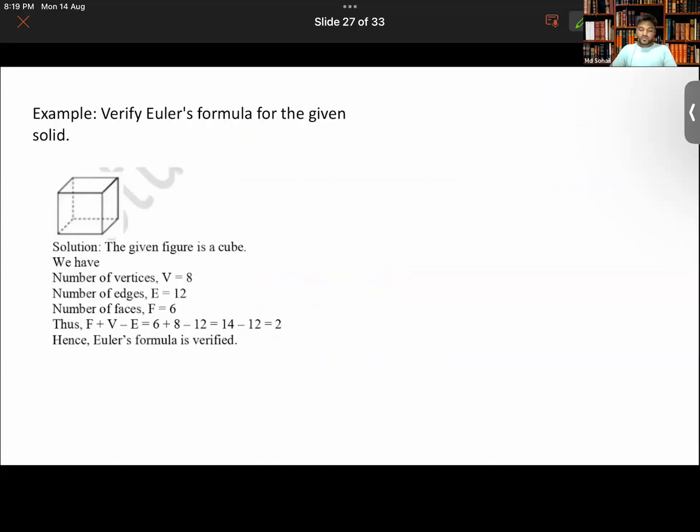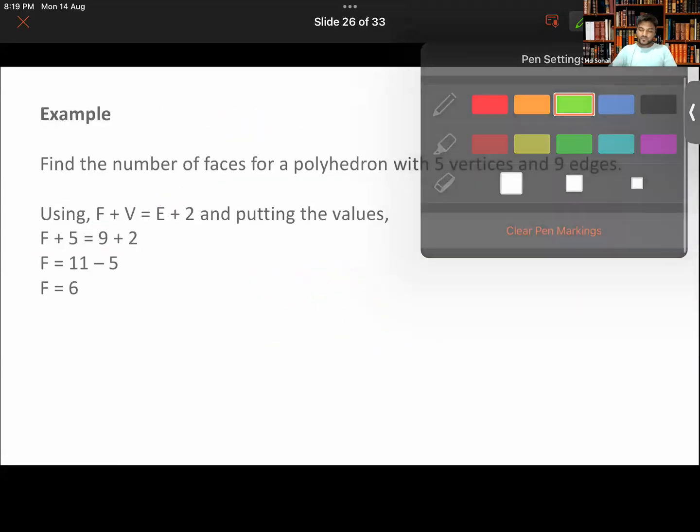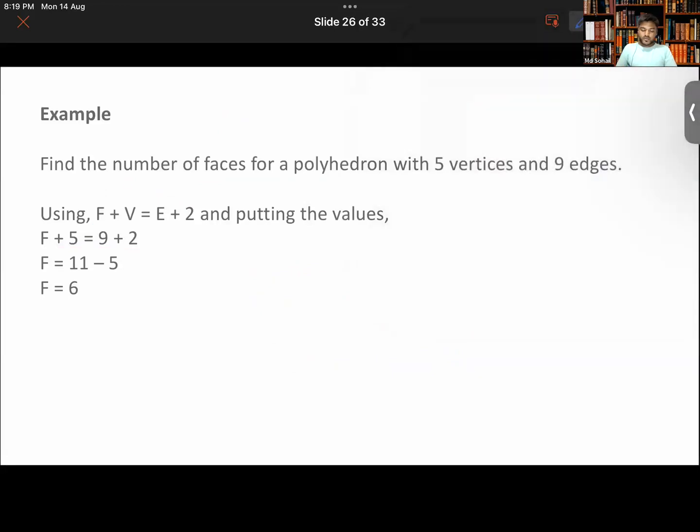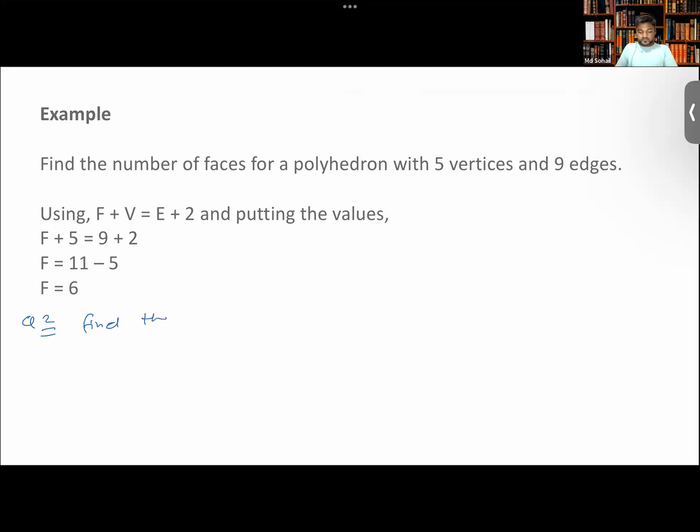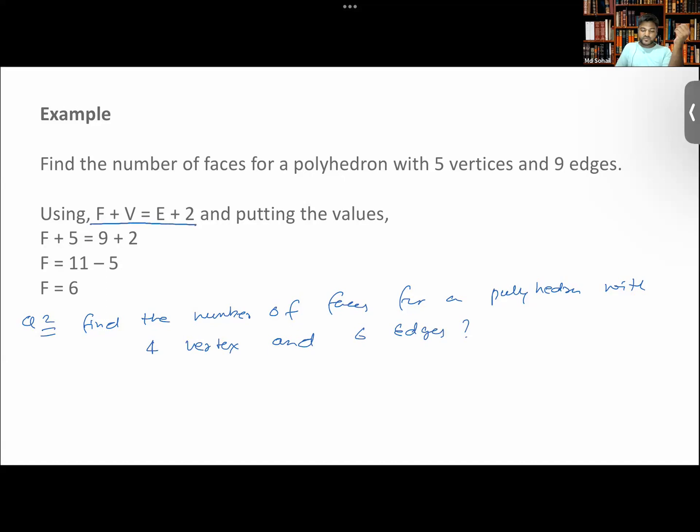I'm giving you one more question. The next question which I'm giving to you is: find the number of faces for a polyhedron with 4 vertex and 6 edges. Find it out using this formula, F plus V equals to E plus 2.